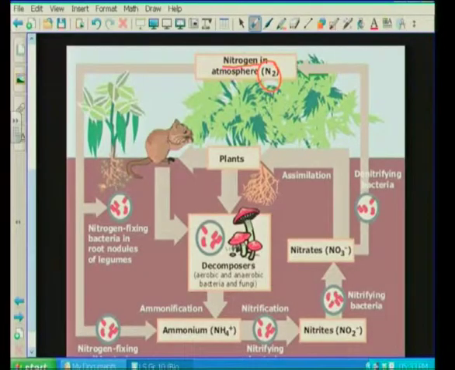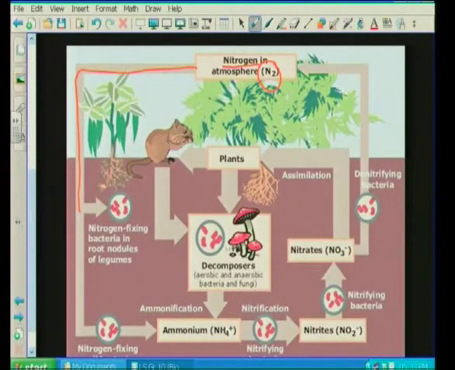Now, we can't use the nitrogen we breathe in. Yes, we can inhale it, but we exhale the same amount as we have breathed in. Now, where do we get our nitrogen to build our proteins? So let's look at this nitrogen cycle now. We start off with nitrogen in the atmosphere. Now that nitrogen goes into the soil. It dissolves in the soil.